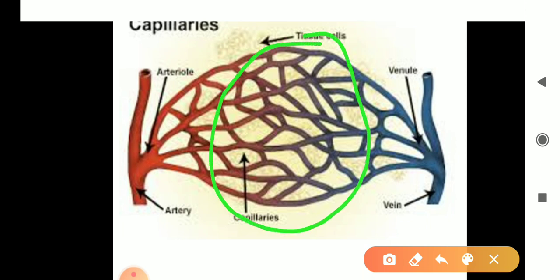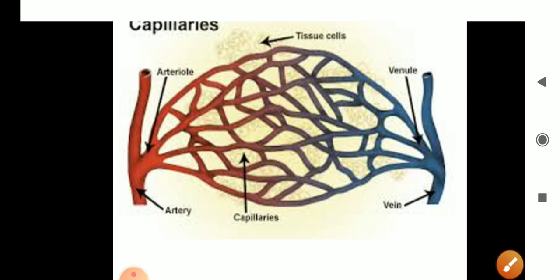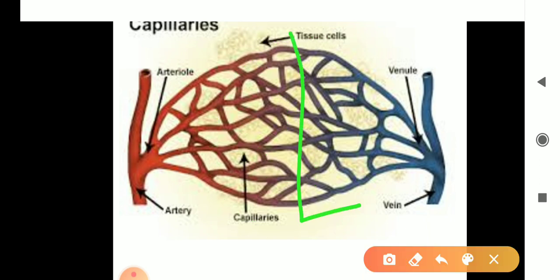The O2 is distributed to the tissues or cells, and the CO2 which is forming as a waste product is absorbed. Here exchange of CO2 and O2 takes place. Now when the capillaries absorb the CO2, then blood becomes rich in carbon dioxide, and this blue color represents the deoxygenated blood. Here in this part, oxygenated blood is there.